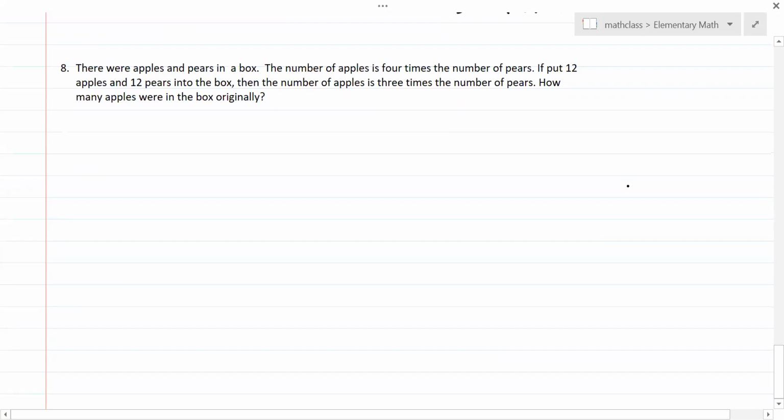Okay. There were apples and pears in a box. The number of the apples is 4 times the number of the pears. If I put 12 apples and 12 pears into the box, of course the total numbers of apples and pears are going to change, right? Then the number of apples is 3 times the number of the pears. How many apples were in the box originally?